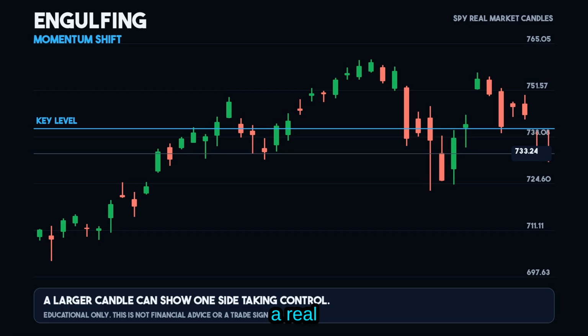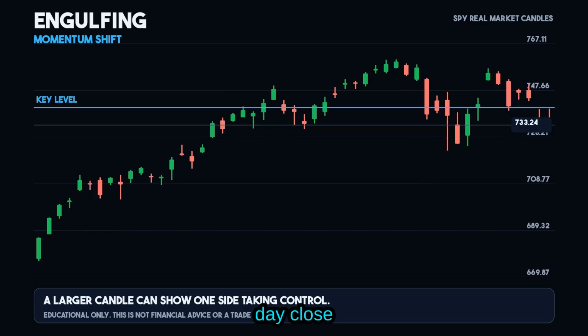Let me give you a real-life example to make this clearer. Suppose we're looking at a chart of Apple Inc. and see that the previous trading day closed at 100. However, the next day opens lower at 96. But then, the bulls come in and push the price all the way up to 110, closing higher than the previous day's open. That's a bullish engulfing candle, a clear sign that the bulls are in control.